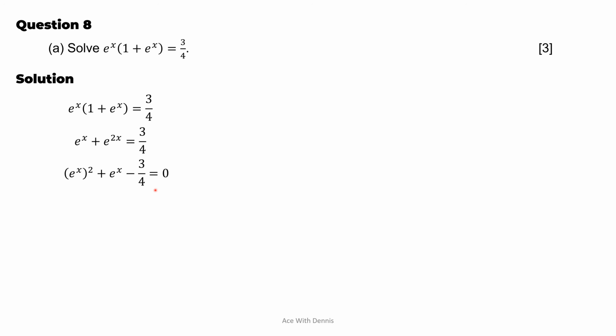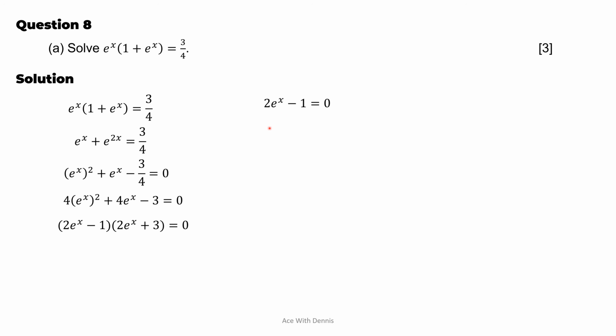And then I don't like the fraction here, so what I can do is multiply by 4 on both sides. I will get 4 times (e to the power x) squared plus 4 times e to the power x minus 3 equals 0. Then I can factorize this similar to a quadratic equation, where I will get (2e to the power x minus 1) times (2e to the power x plus 3) equals 0.